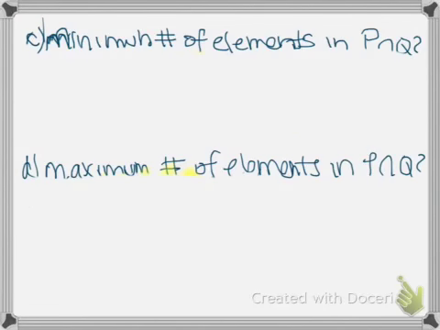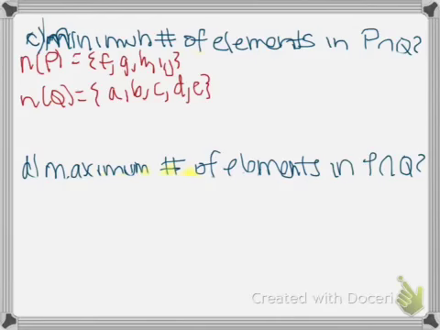For part C, it's asking for the minimum number of elements in P and Q. So this time it's not P or Q, it's P and Q, so in both. So let's say we were given these sets.